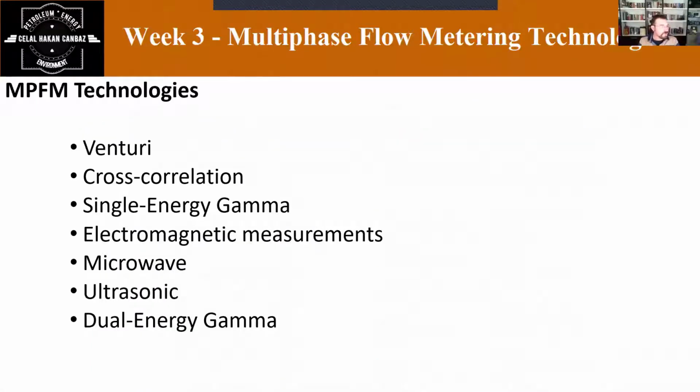So okay, we mentioned the single phase meters, so we gave the types of them. Now I would like to give the types of multiphase flow meters as well. These are Venturi meters, cross correlation meters, single energy gamma measurement, which I will mention in detail, electromagnetic measurement devices, microwave devices, ultrasonic devices, and the latest technology, the dual energy gamma devices, which are more accurate compared with the others.